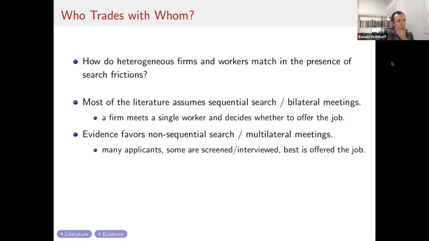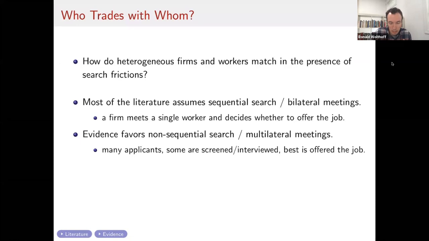So, if you think about how we recruit in reality, I think that's quite different from what we see in the literature, right? Typically, firms try to collect a pool of applicants first. Then maybe they interview a subset of that, and then they spend a lot of time comparing these workers against each other and try to figure out who is the best. Okay, and so that's what we try to take more seriously here.